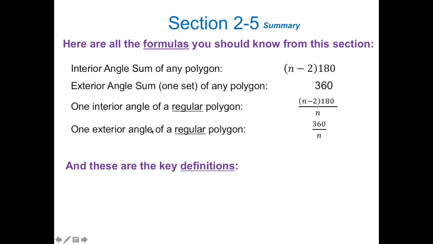If it's asking you for a specific exterior angle of a particular polygon, it needs to say regular or equiangular for you to use this formula, right? This formula, or this formula if you're trying to get the interior angle. Okay, so make sure you have these 4 formulas and have them committed. I hope you learn them when we do the homework problem sets, and you're ready to go for the tests here.